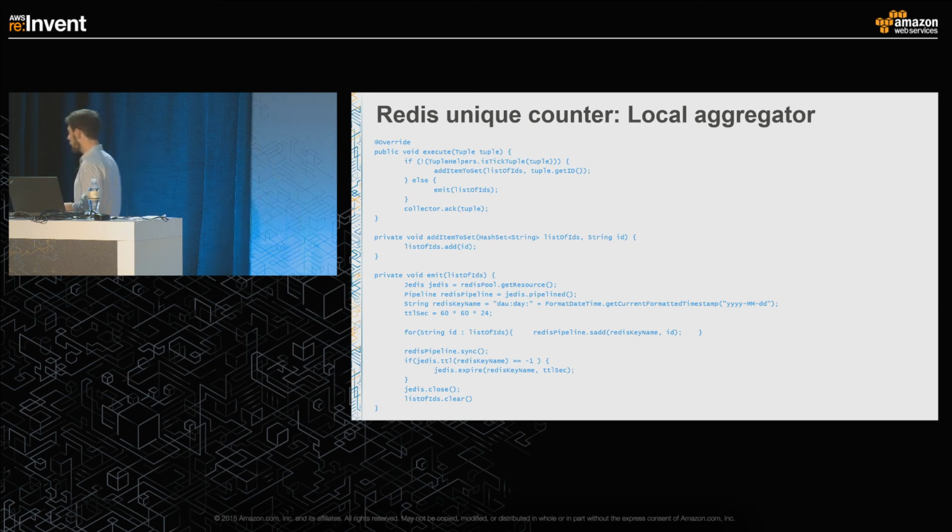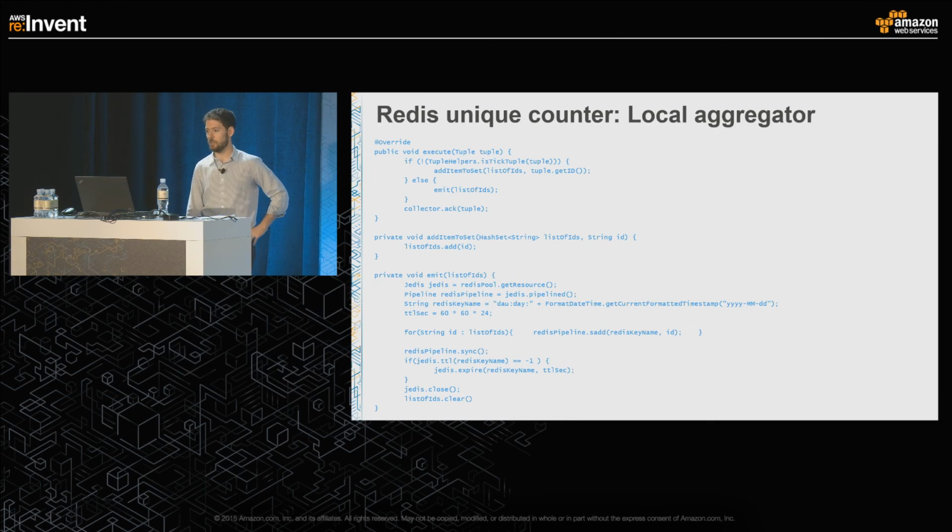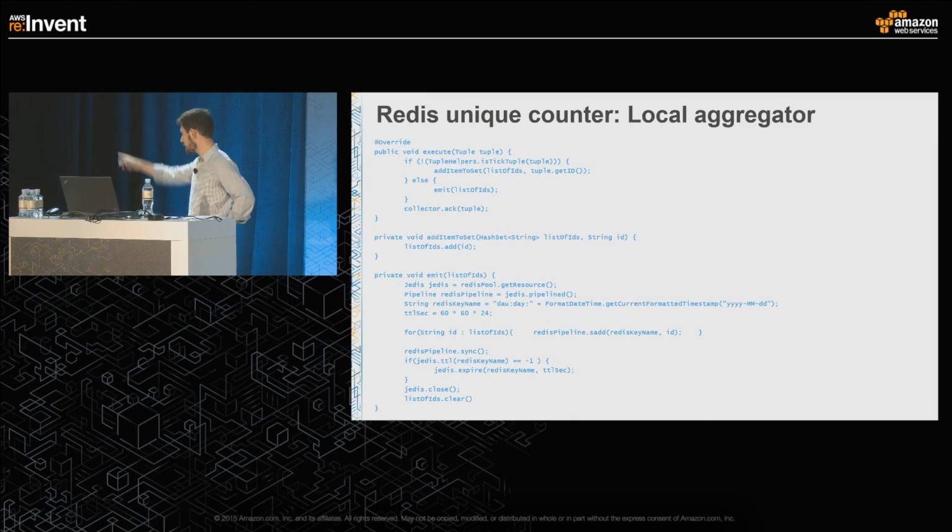And so how's that going to work? Well, we're going to set up a Redis pipeline, and then we're going to iterate across all the IDs in the list of IDs, and we're going to add them to the set, sadd. Then we're going to sync the pipeline.